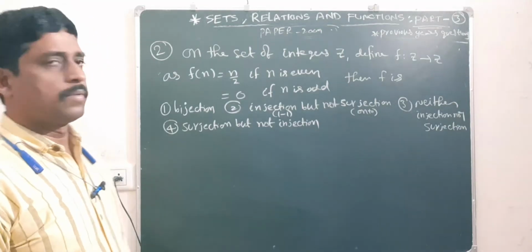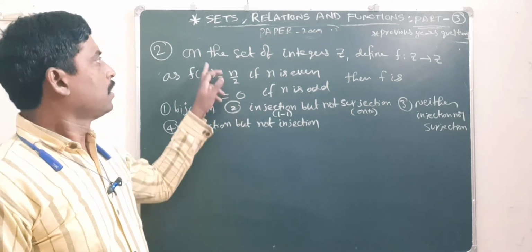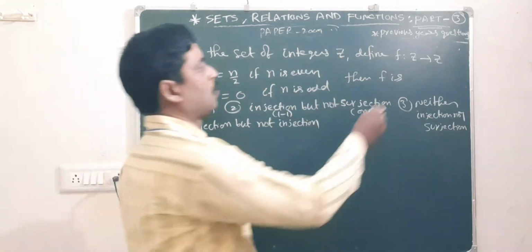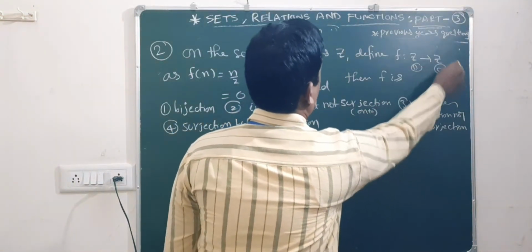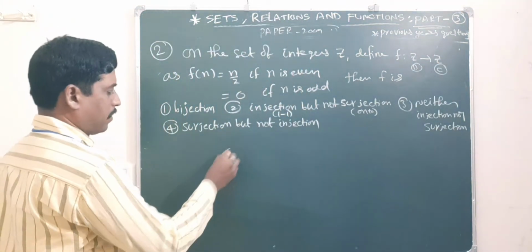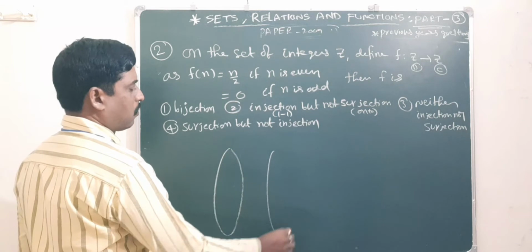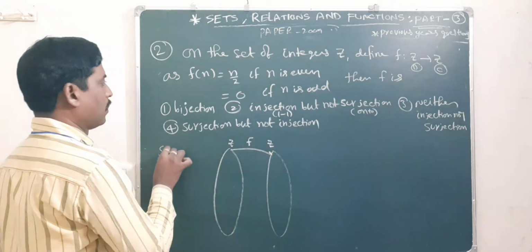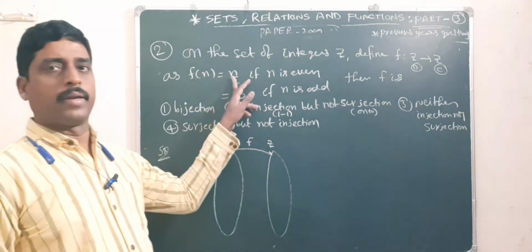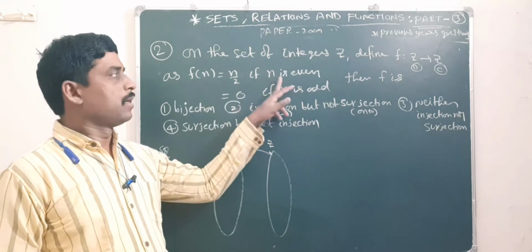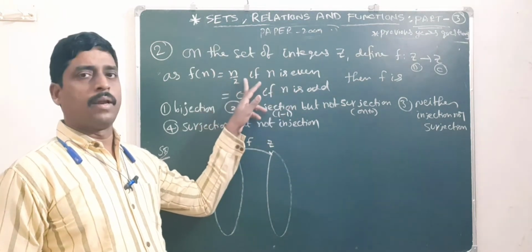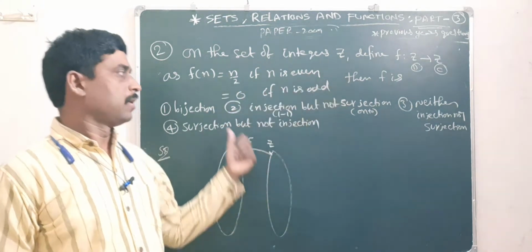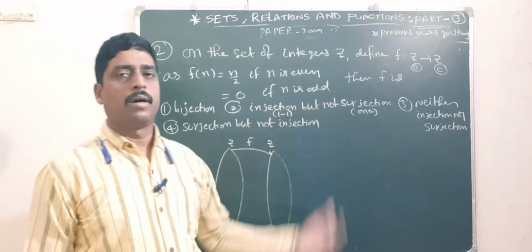Let us go to the next problem. Question number 2 in the 2009 paper. On the set of integers Z, F is a mapping from Z to Z. So the domain is Z and the codomain is also the integers Z. So the domain and codomain are the same set. F of n equals n by 2 where n is an even integer. If n is an odd number, f of n equals 0. Then f is. In the options, 1-1 and onto combinations are there.